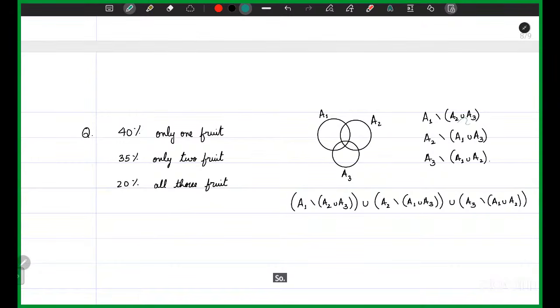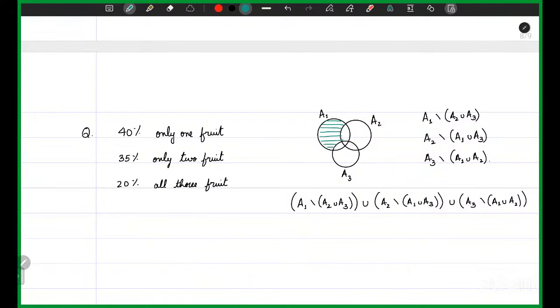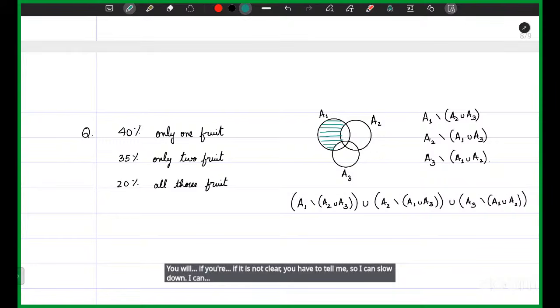So what's actually A1 minus (A2 union A3)? You want it to be in A1, but you don't want it to be in A2 or A3. So that is exactly this set. You're avoiding both A2 and A3. So the people who are in this shaded region would be the people who like only fruit 1. They don't like fruit 2 or fruit 3. Is that clear? If it is not clear, you have to tell me so I can slow down. I can take it again.